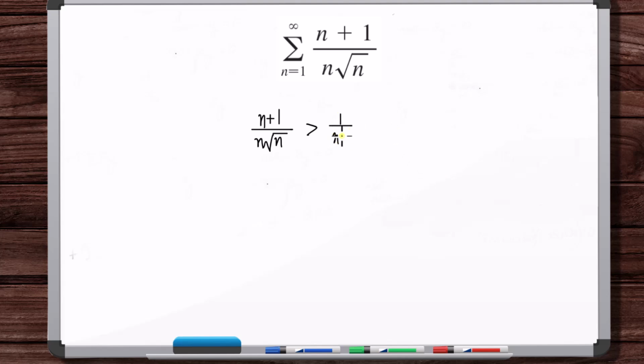1 over n to the 1/2, right? Okay. Well, the first question is, are we familiar with this kind of a series with this a sub n? Yeah, this is a p series with p less than 1, so this is divergent. All right, that's good. But is this conclusive though with the inequality?